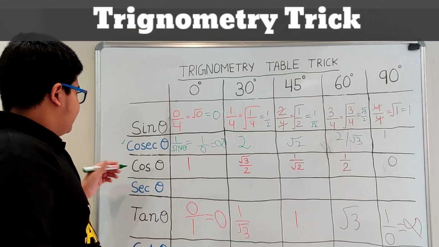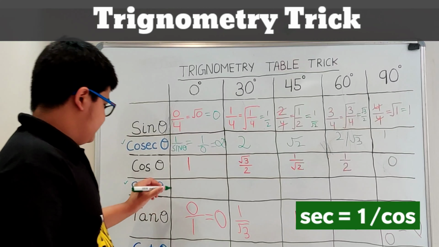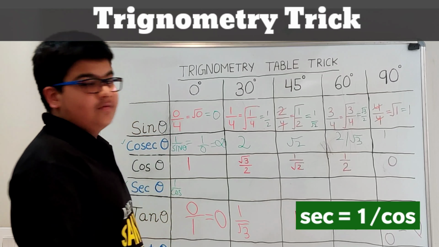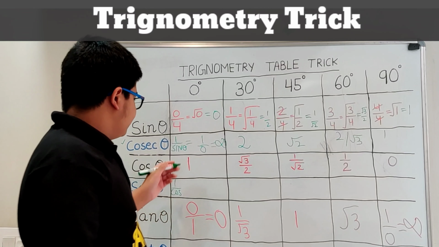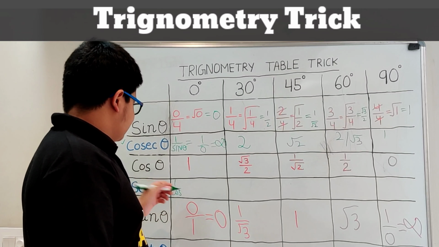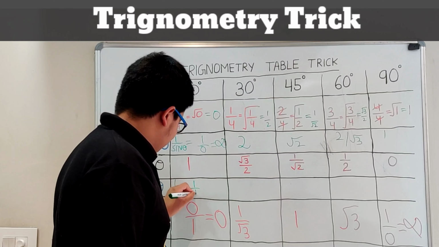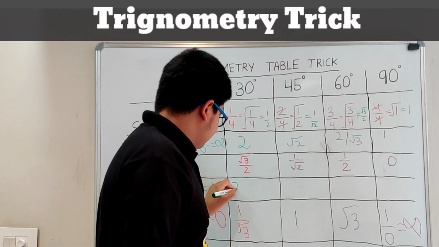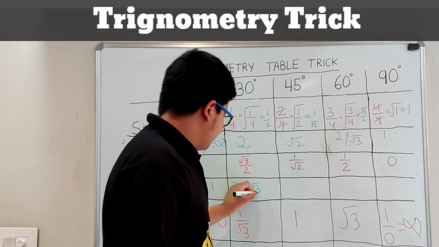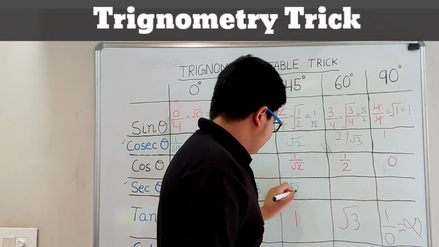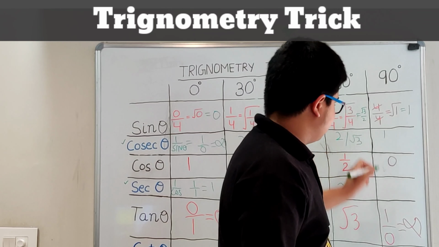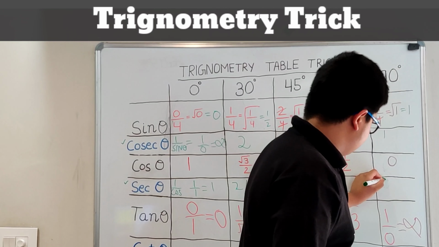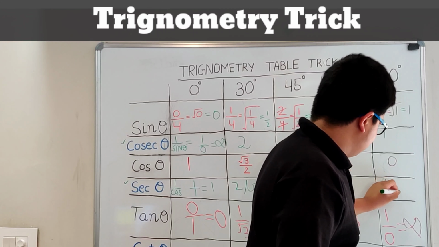Now secant theta is the reciprocal of cos theta. So secant theta is equal to 1 by cos theta. We just have to take the reciprocal of cos theta. Cos 0 is 1, so secant 0 will be 1 upon 1, which is 1. Similarly, taking the reciprocals, we will get secant 30 to be 2 by root 3, secant 45 to be root 2, secant 60 to be 2, and secant 90 to be 1 upon 0, which is again not defined.